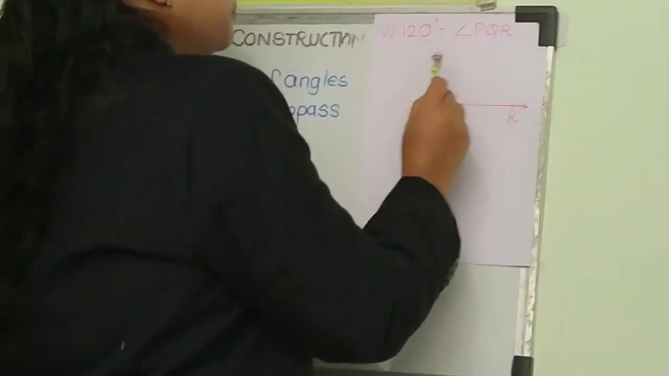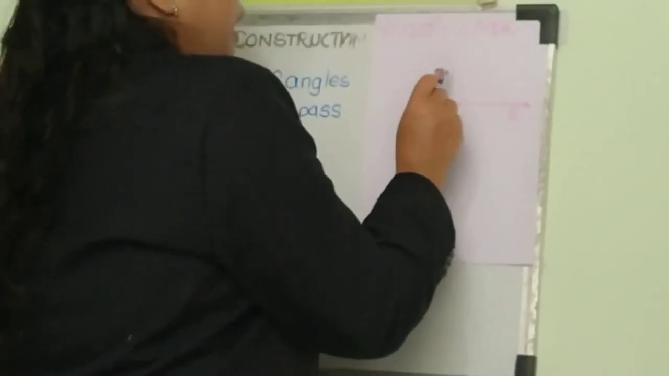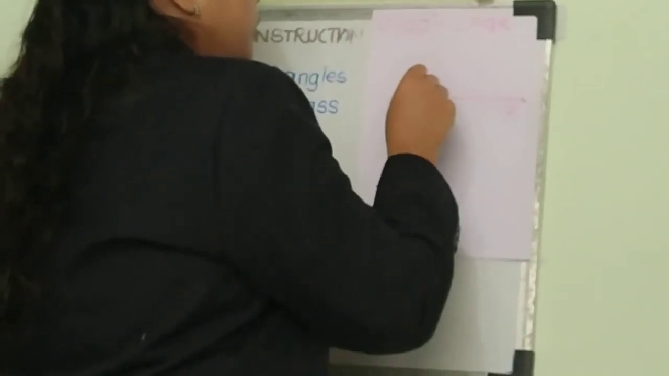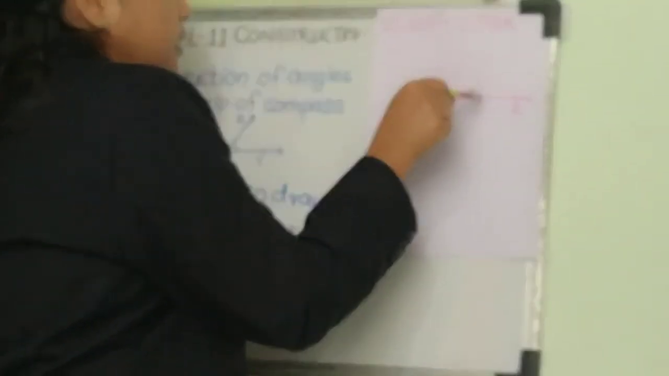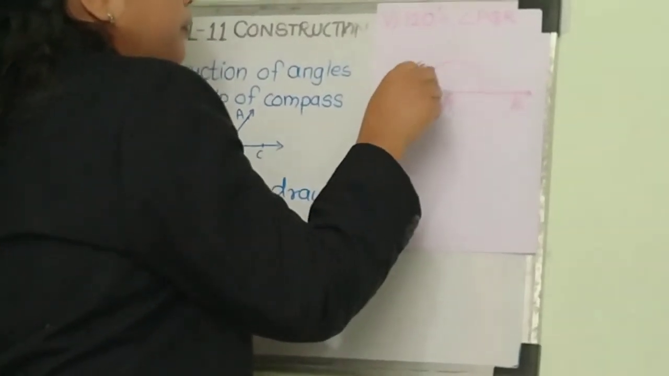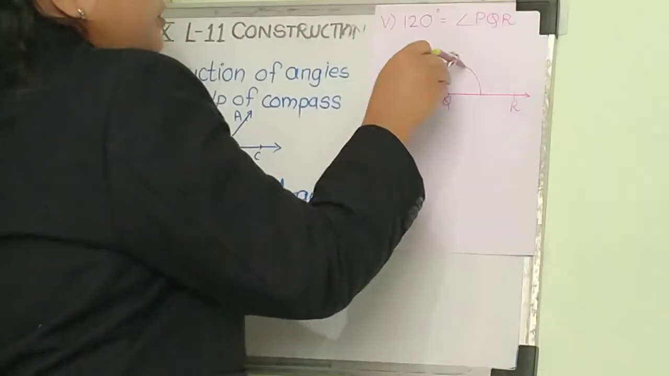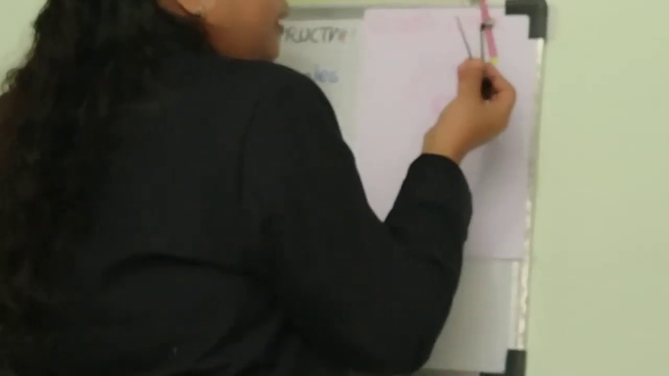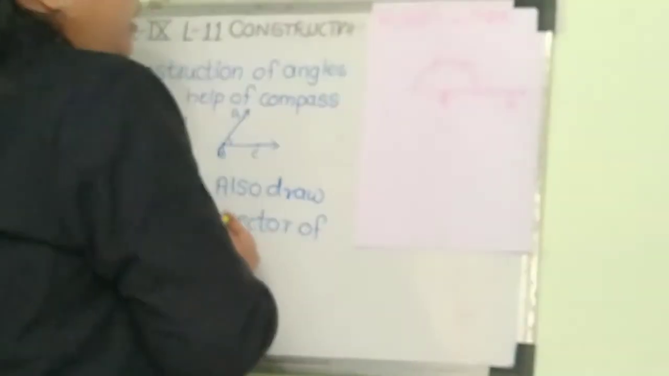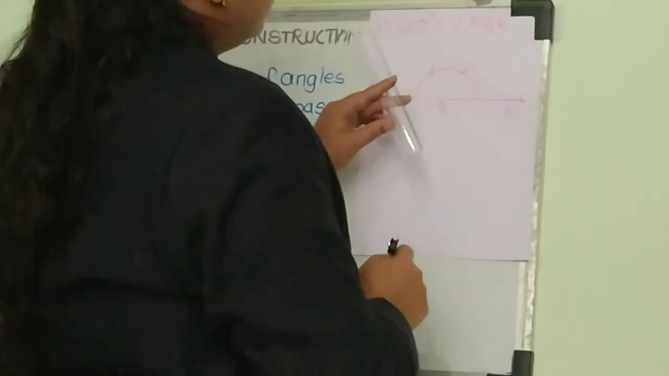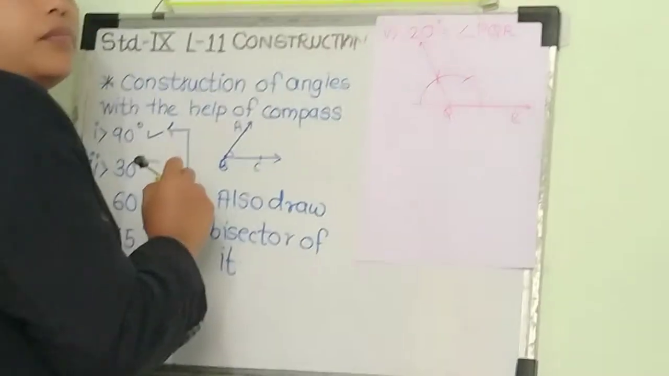Then with Q as the center and with some fixed length we are going to draw the half circle. Correct? The same process we have to follow. Then with that fixed length we are going to draw the arcs. The first arc is of 60 degrees and the second arc is of 120 degrees. So we get the second arc.